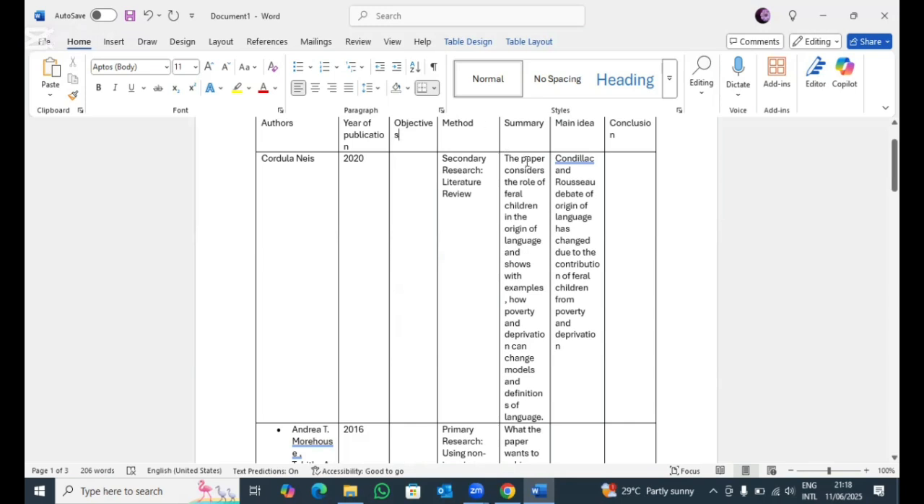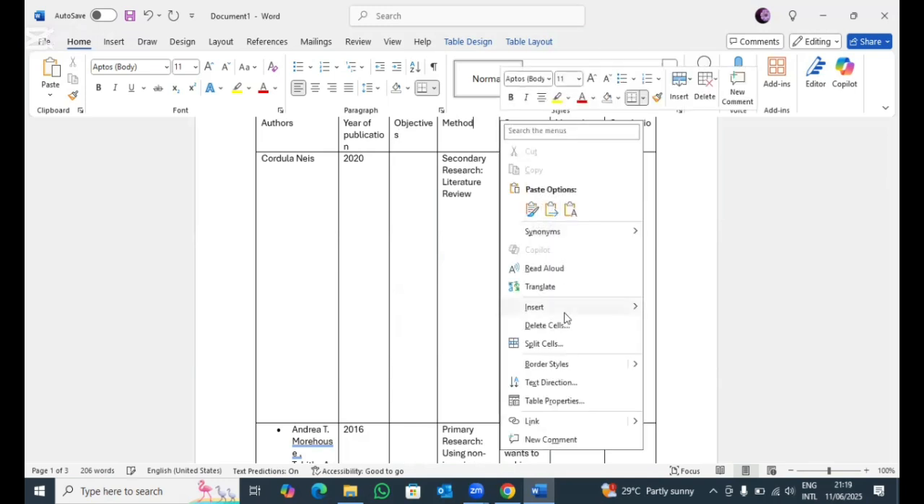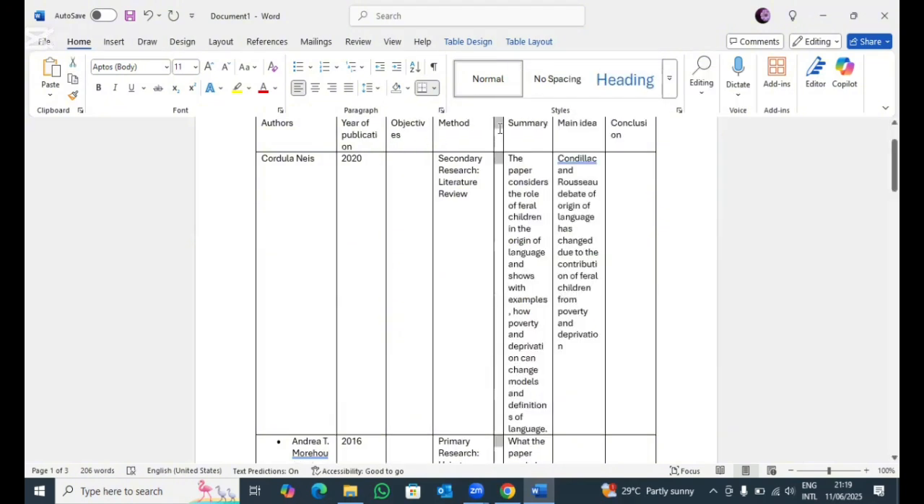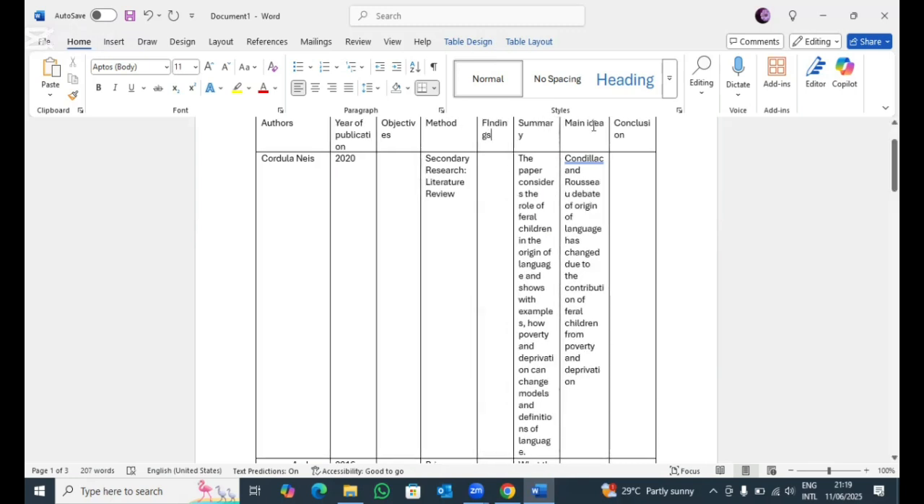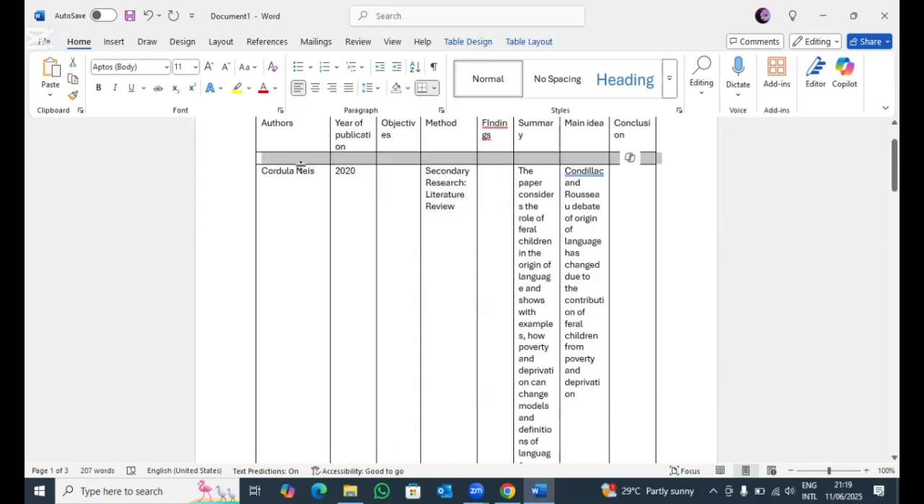Then the method, the findings. Even the summary, you can get it from all of these, so it might not be too necessary to have a summary if you have everything intact. So these are the main things you should watch out for. If you're doing your own, you don't need to fill it too much. Method, findings. The main idea will still be in your findings. Basically, once you have this, you're good to go.